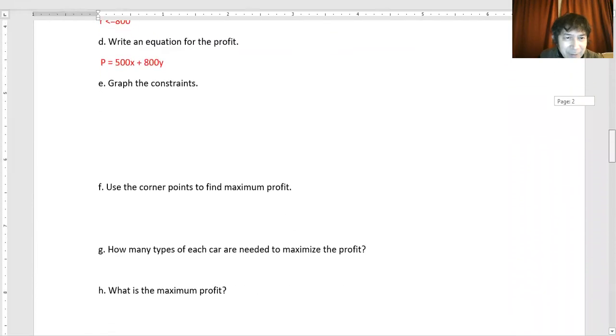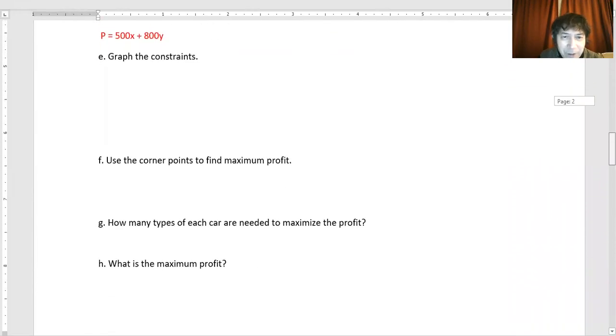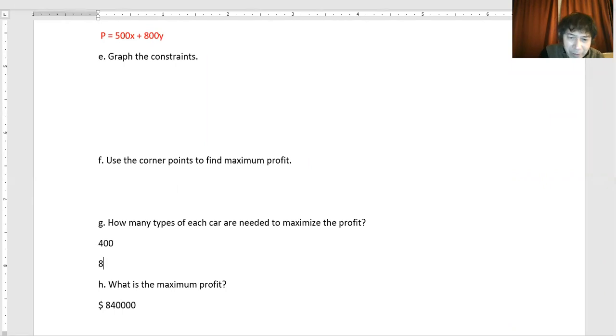Okay, and over here, use the corner points to find the maximum profit. We will not enumerate the points anymore. We will just write the maximum profit. The maximum profit is $840,000. And we have 400 Topaz cars and 800 Mustangs. This will be for X, and this will be for the Y there.